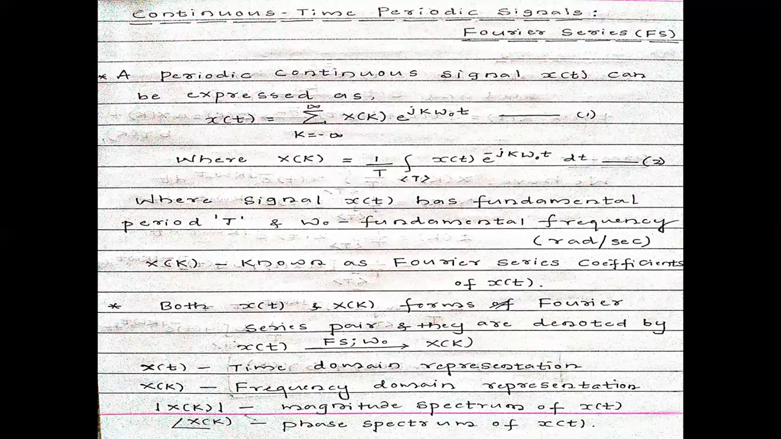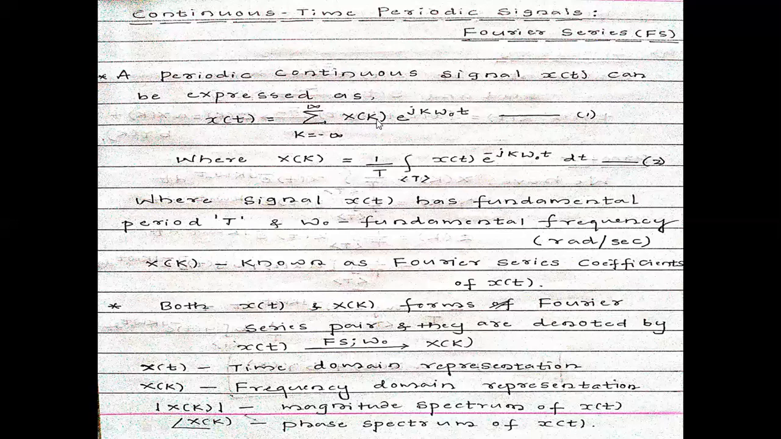The Fourier series of any periodic signal x(t) is given by x(t) equals the summation from minus infinity to infinity, because the signal is periodic, of capital X(k) multiplied by e raised to jk omega naught t. This capital X(k) is known as the Fourier series coefficients for the periodic continuous time signal x(t). Since the signal is periodic, you will get an infinite number of coefficients, and that's why the limits for the summation are minus infinity to plus infinity.